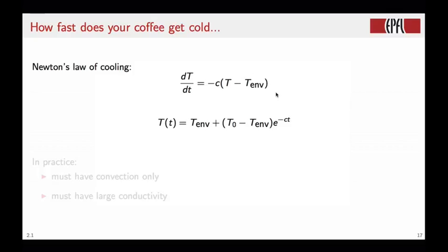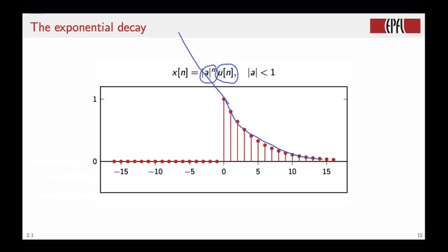And the solution of the differential equation is given here, and it has indeed an exponential term. There are some practical issues. You have only convection at work, and there has to be sufficient conductivity. And then you will see a decay that looks a little bit like this. Here, let's say the ambient temperature is 0. We start with the coffee at 100 degrees, boiling water, and it will start to decay like this, and the speed of decay will depend on how much convection there is, how much conductivity.